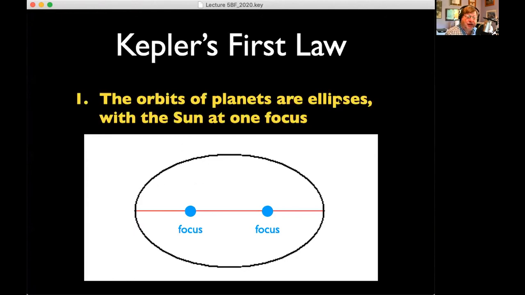Okay, Kepler's first law. The orbits of the planets are ellipses with the sun at one focus. So an ellipse is defined by what's called the major axis, which is the distance between the fat part of it, and then the minor axis, which is the distance between the skinny part of it.